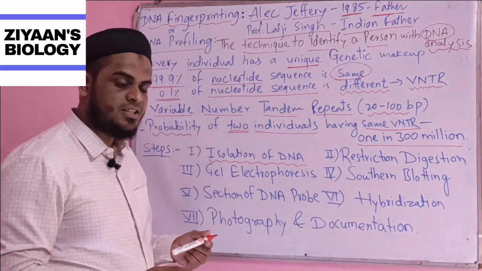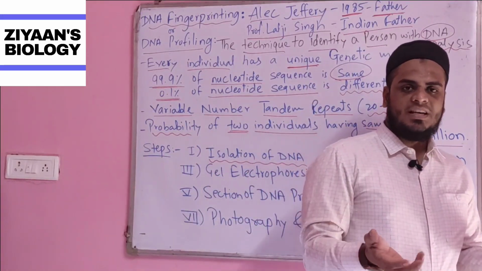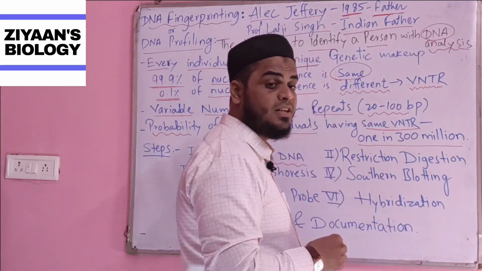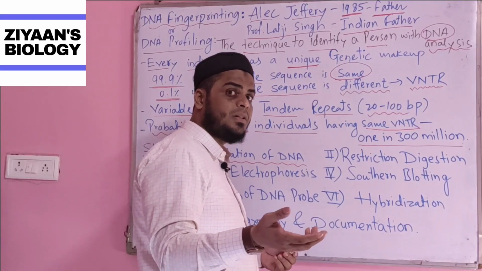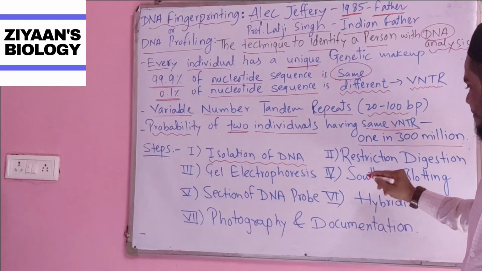There are some specialized cells through which we can directly have the DNA from each and every cell of the body, but still there are some cells which cannot give you the DNA. For example, the RBCs, which do not have the nucleus. So that's why we will be dealing with the isolation of the DNA.